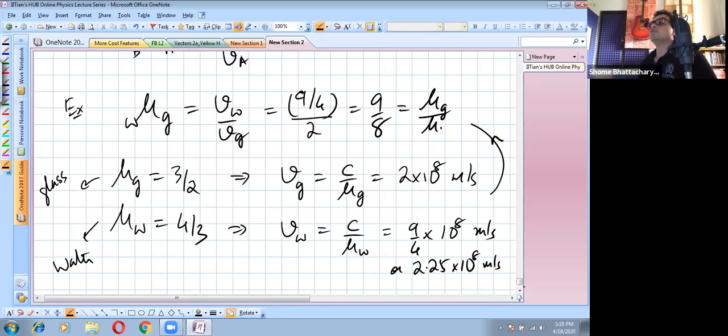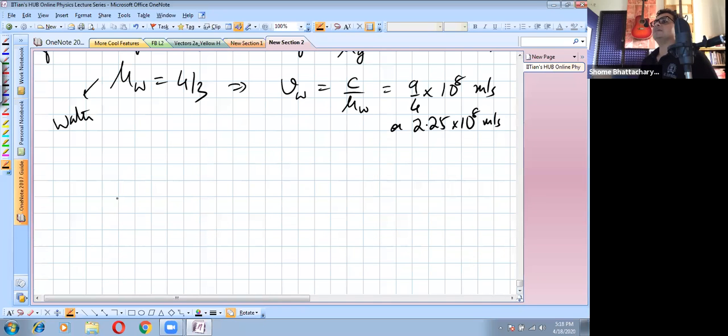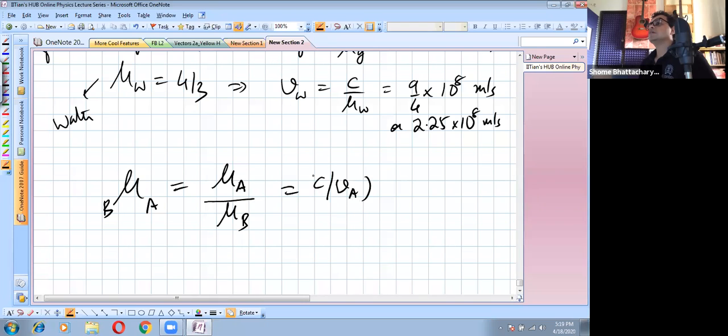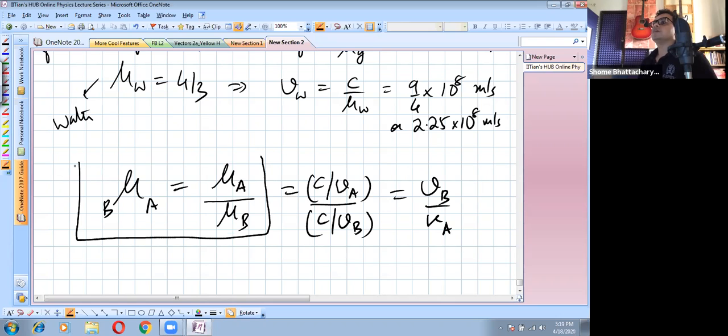So in terms of formula, the refractive index of medium A with respect to medium B is the absolute refractive index of medium A with respect to free space divided by the absolute refractive index of medium B. But that also becomes C by VA divided by C by VB. So in terms of velocity, it is the inverse of the ratios. It is velocity of light in B divided by velocity of light in A. But for now, for us, this will be the more important. So that is about refractive index.